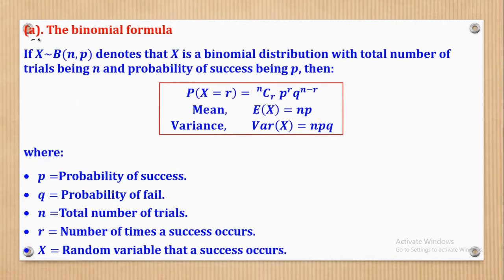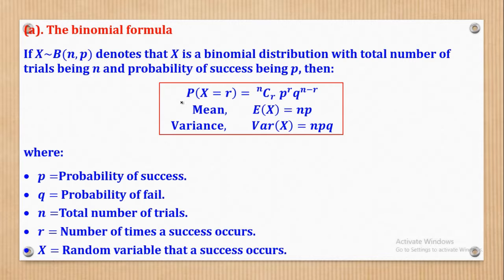So first we shall start with what we call the binomial formula. The binomial formula says that if capital X follows a random variable which is binomially distributed, so this B denotes binomial distribution, N denotes the number of trials, and P denotes the probability of success. Therefore, this means that X follows a binomial distribution with N trials and probability of success P. So as long as you see capital B here, just know that this random variable is a binomial distribution.